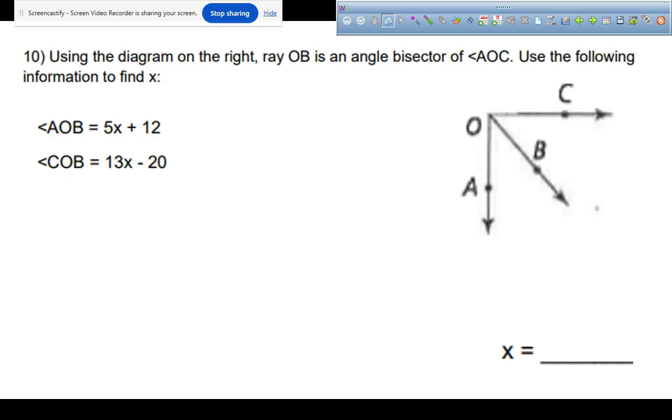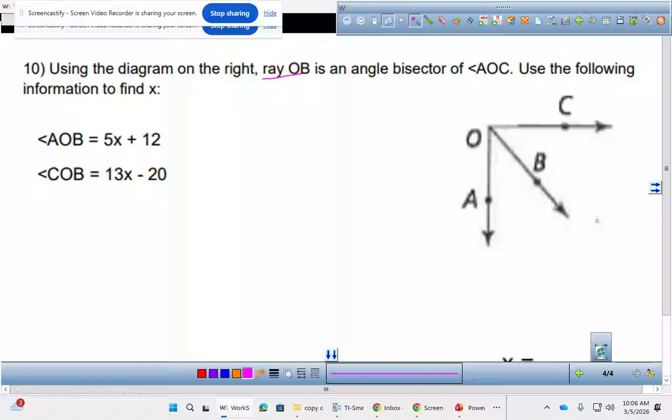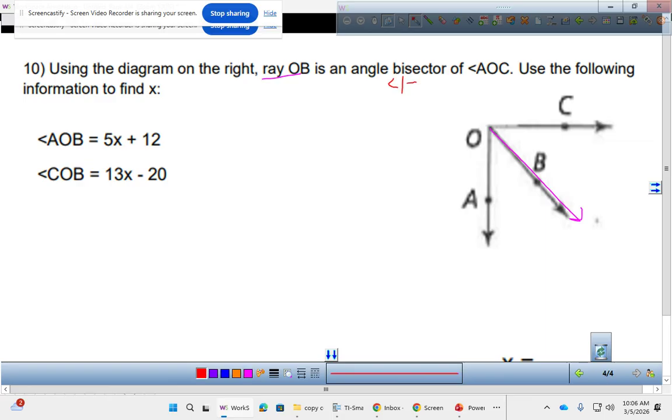Using the diagram on the right, ray OB is an angle bisector. Bisect means cut in half. Bisect creates two equal parts. So angle 1 is equal to angle 2 is what the bisector is telling me.